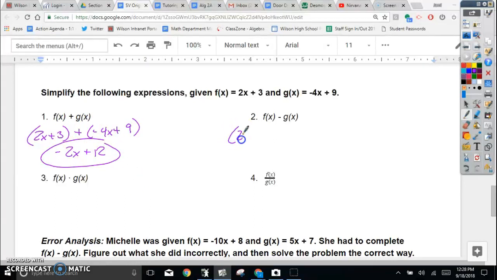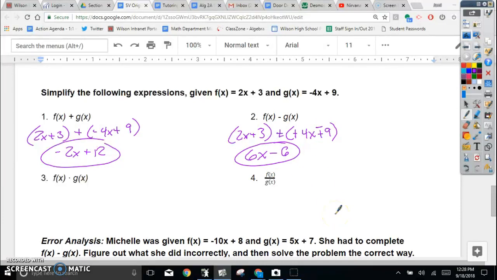F of x minus g of x, again, I'm using parentheses to keep it straight on how this minus is going to affect my g of x. So I'm going to distribute this minus in, so if I make this plus, he becomes plus, he becomes minus. So 2x plus 4x is 6x, 3 minus 9 is negative 6.